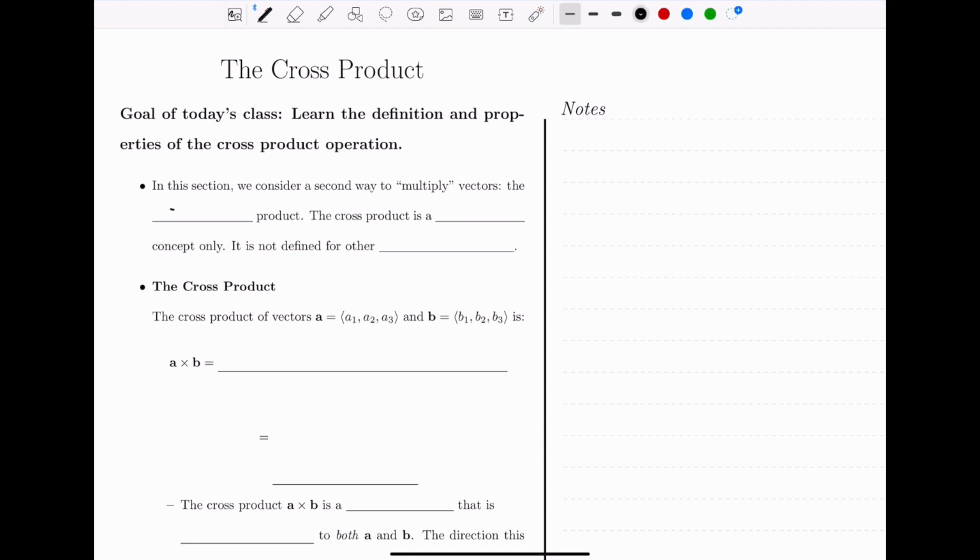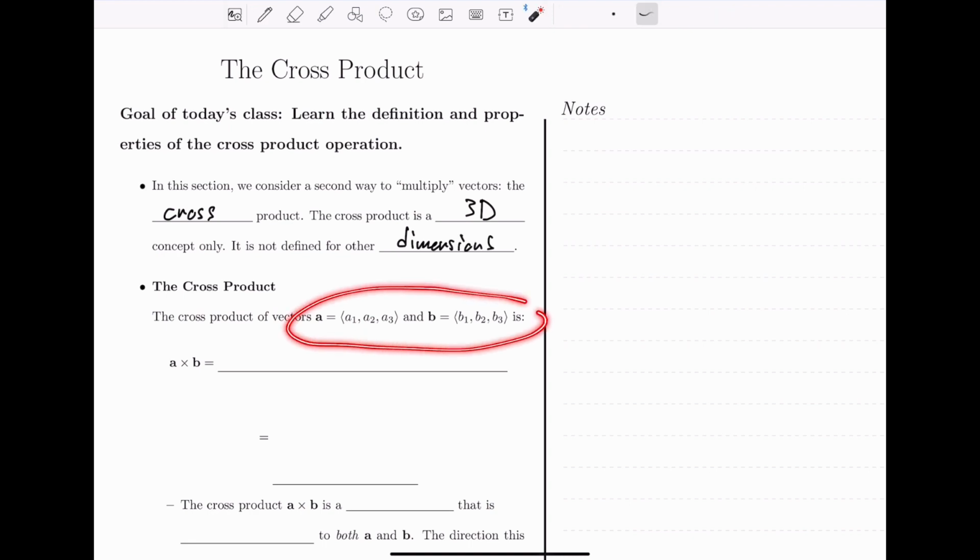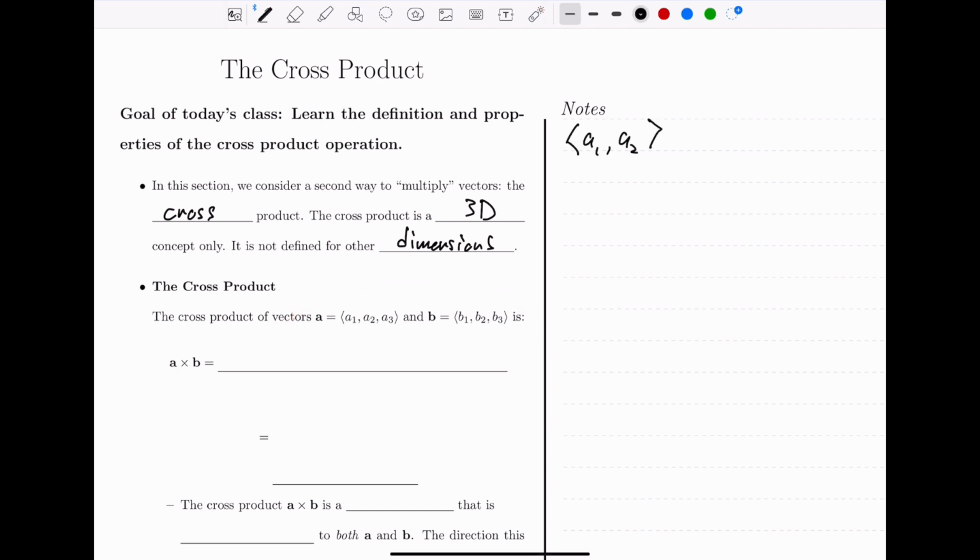So the cross product is this second multiplication interpretation. Cross product only works in 3 dimensions. We will only think of 3-dimensional vectors when we find the cross product. It is not defined for other dimensions. The definition here is going to be using 3-dimensional vectors. If we had a couple 2-dimensional vectors, say a1, a2, and try to find the cross product of that with another 2-dimensional vector, b1, b2, this is not defined. Cross product only works in 3 dimensions.